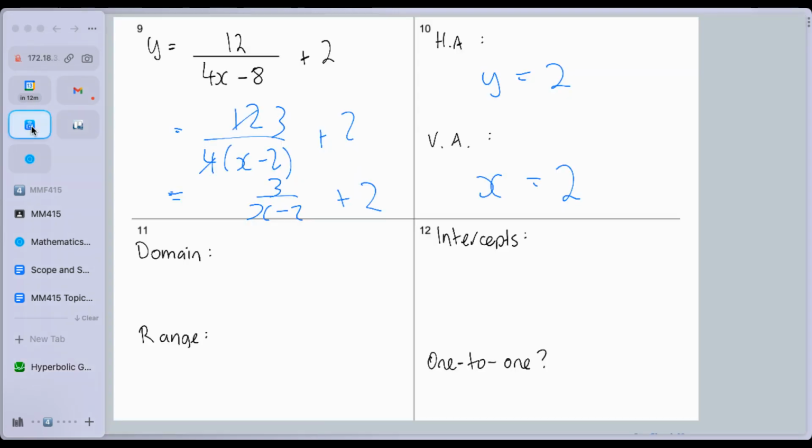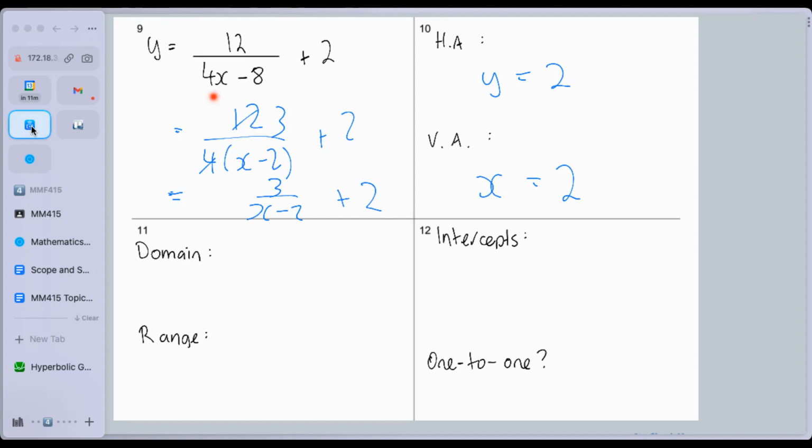graphs. And we can say, well, it's x minus 2, so we've got h being 2, and therefore x equals 2. And then we've got y equals 2 being the k value here.